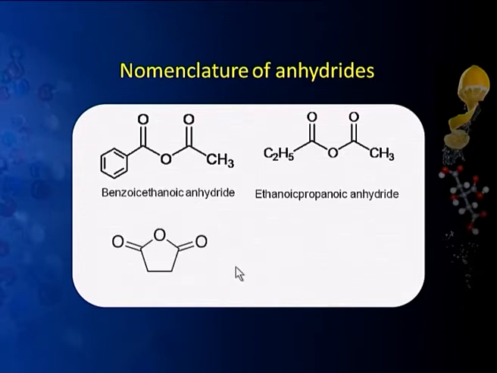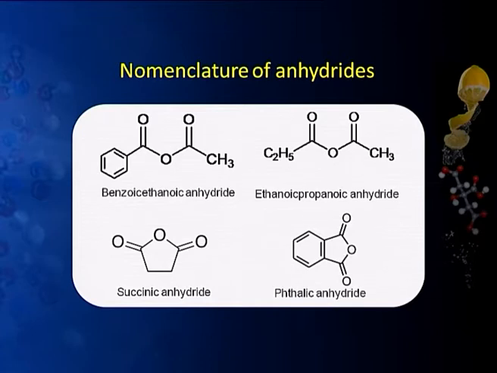We can get anhydrides from dicarboxylic acids also. The carboxylic acids which have two carboxyl groups in them, we have discussed such acids earlier, and this is the anhydride obtained from succinic acid, a 4 carbon acid, 1, 2, 3, 4. So, this is simply called succinic anhydride. Similarly, phthalic acid, where the two carboxyl groups are attached to the benzene ring at the ortho position, can also form an anhydride, and that anhydride will be named phthalic anhydride. So, this is about the nomenclature part of these acid derivatives.